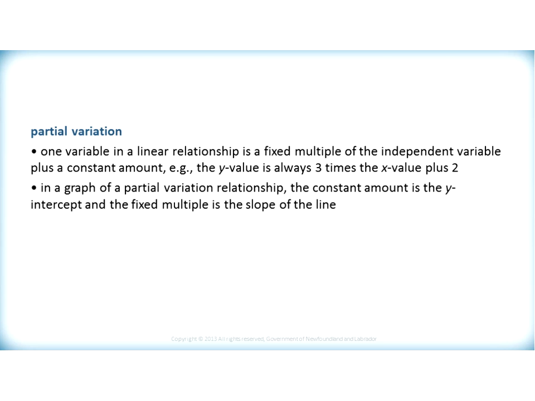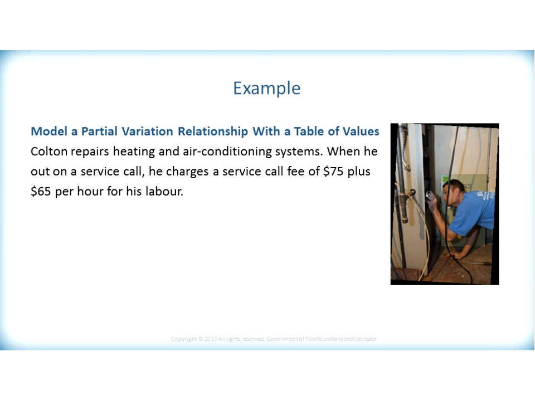In a direct variation, we said that a line will always pass through the point 0, 0. In a partial variation, that is not the case. So we're going to look at modeling a partial variation relationship with a table of values. Colton repairs heating and air conditioning systems. When he is out on a service call, he charges a service call fee of $75 plus $65 per hour for his labor. So just to get him out there is $75.